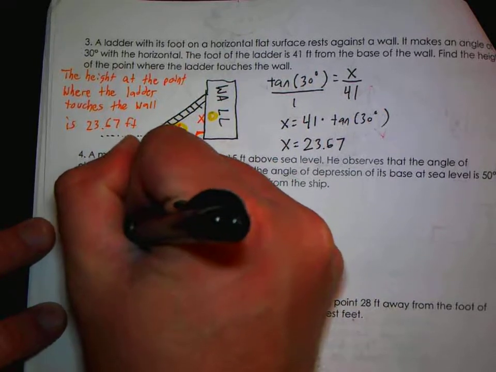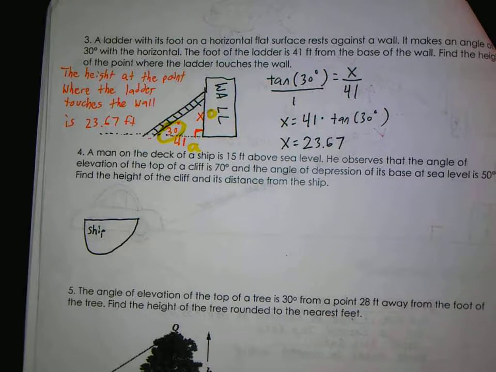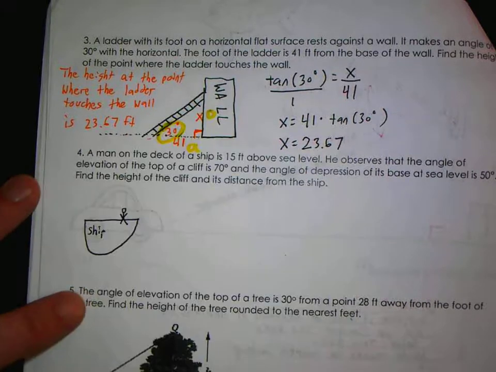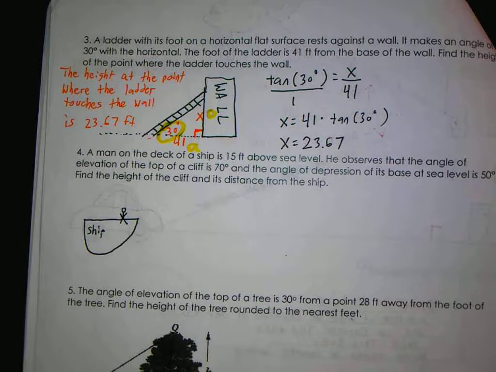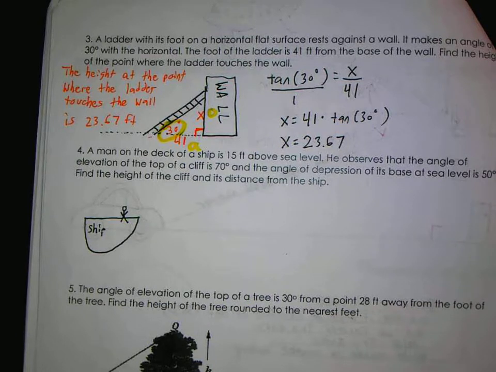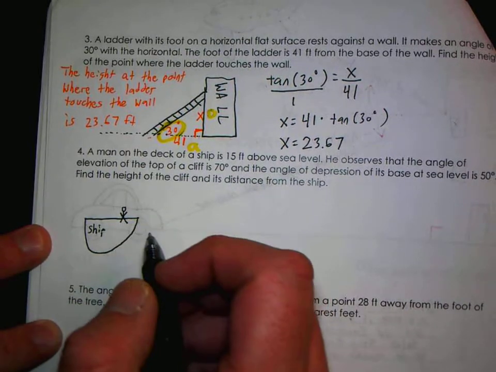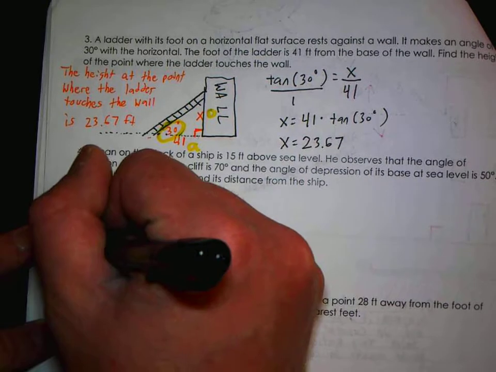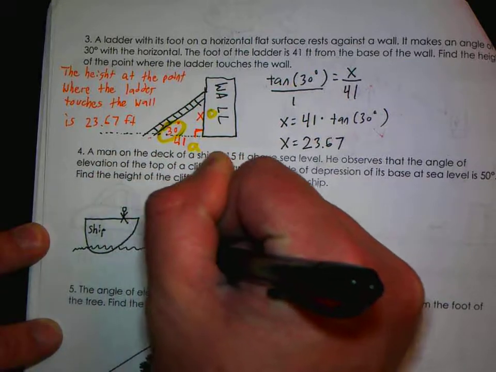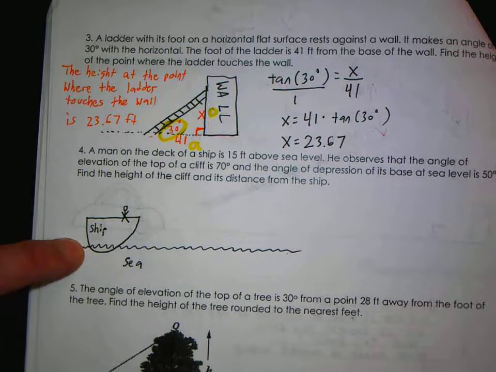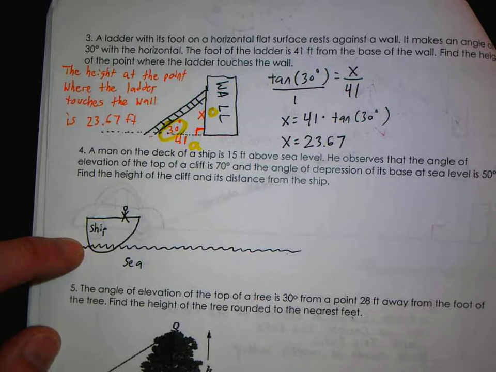So we have the ship. This is a ship. So he's standing on the deck. Probably should draw him a little closer to the edge. And we have the sea down here. This is the sea. I actually drew the boat floating over the sea. So the boat is in the sea.